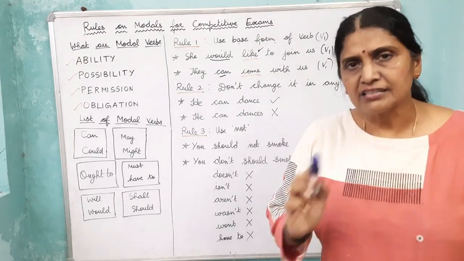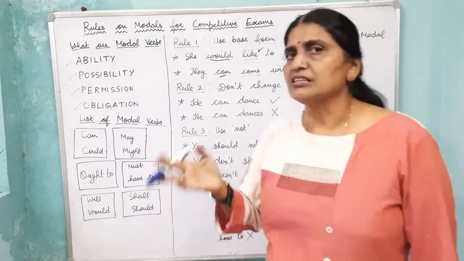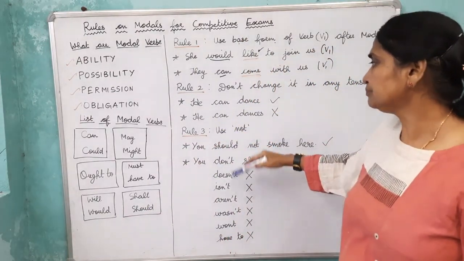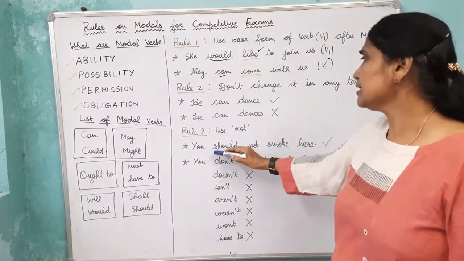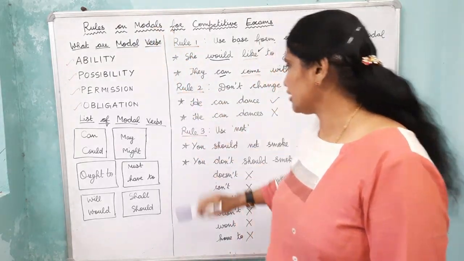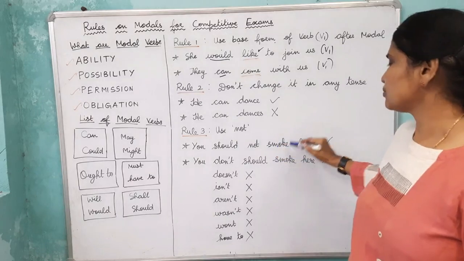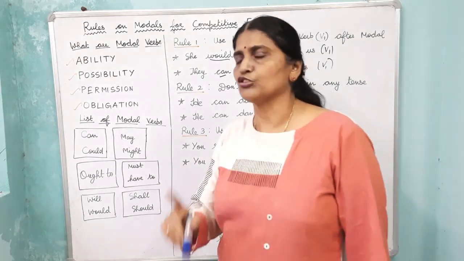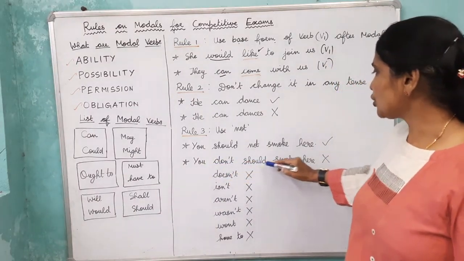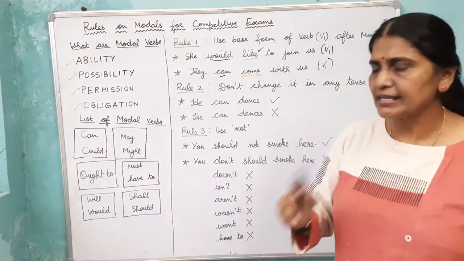Rule number 3 says when you want to express a negative statement, use only not after the modal, that is, before the auxiliary or the modal verb. For example, you should not smoke here. That means you are not allowed to smoke here. You should not say that. You don't should smoke here is a wrong statement.